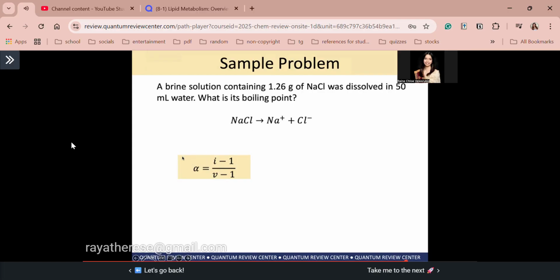So we have to take into account the Van 't Hoff factor i. How do we do that? Using the degree of dissociation formula. Degree of dissociation alpha is equal to i minus 1 over v minus 1. We know that alpha is equal to 1 for sodium chloride, because it completely dissociates in water. So that's 1. We should know that already.